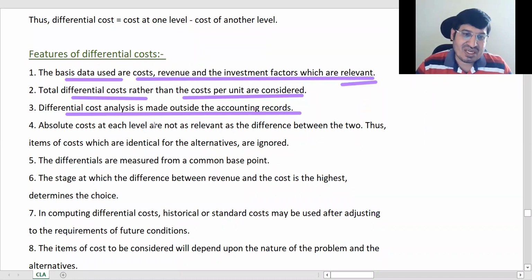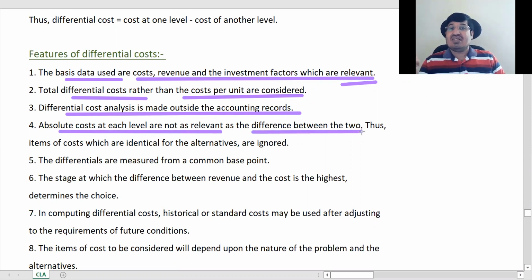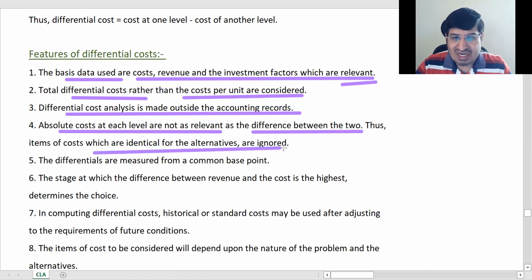Okay. Or then absolute cost at each level are not as relevant as the difference between the two. हमको मतलब difference से previous example में हमने देखा था कि दोनों में 1000 का difference था. That was important. Total जो किए थे उसका importance था क्या? No. The total was not important, right? Only that item 4 was important, which was causing the difference. So difference is important. Okay, so wherever costs are identical for the alternatives, you will ignore it. Why? Because it's called irrelevant cost.